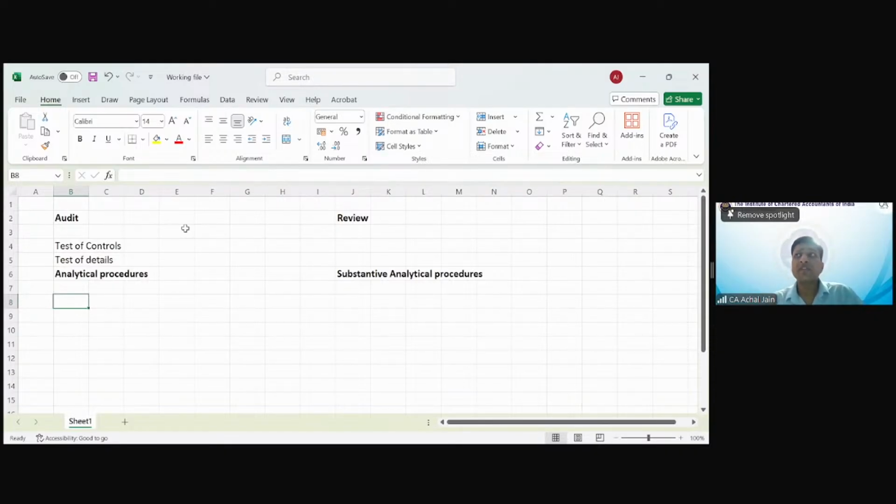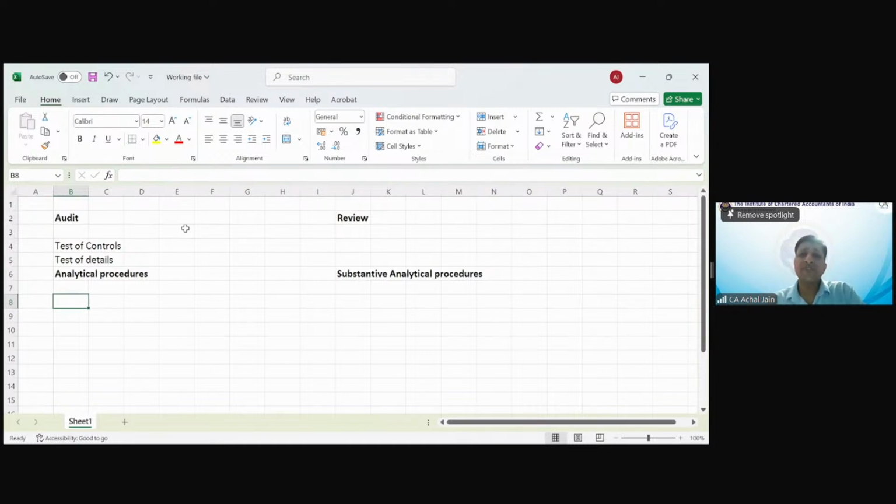Similarly, let's suppose sales is required to be verified, payroll is required to be verified. So what will you do? You will ask for different details from the company and you will check that. Whether you are checking invoices, calculations, or the valuation, how do you do it? By obtaining the details and verifying them. This is what you generally call testing of details, which is also called substantive testing.